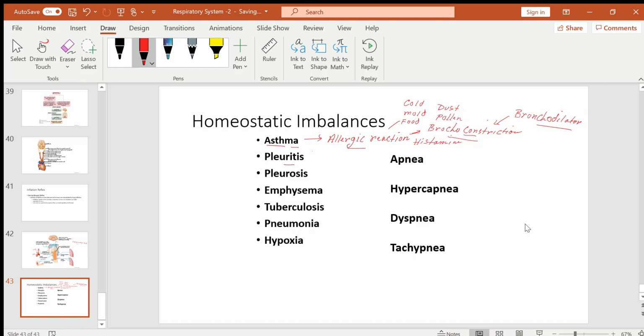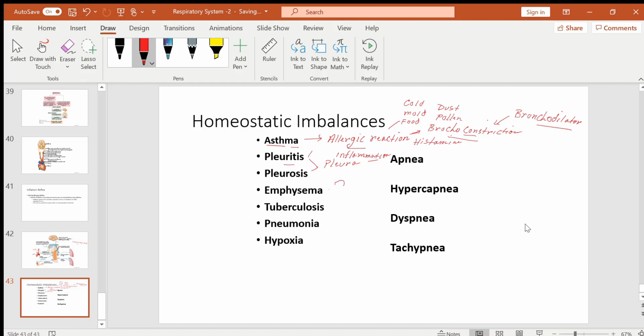Pleuritis, also called pleurisy. I mentioned that same thing. The inflammation of the pleura, that means covering. So two layers will rub each other, friction and sharp pain will be felt during breathing. So inflammation of the pleura. Okay, it could be bacterial, viral infection, or chemicals can also cause inflammation.